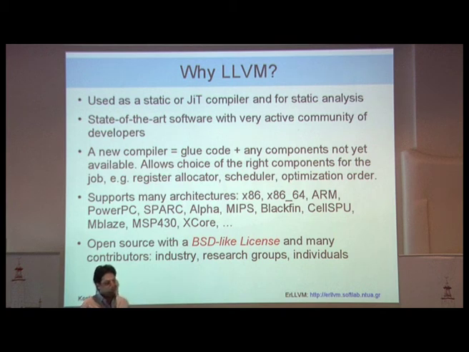I guess making a new compiler means making a bit of new glue code, and any components that are not really available, you have to do yourself. And then you can choose some components that exist there, like which register allocator you will use, whether you will use instruction scheduling, order you will use, and so on.